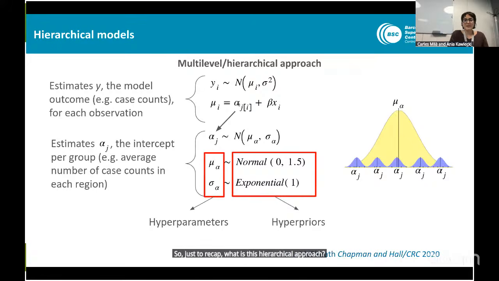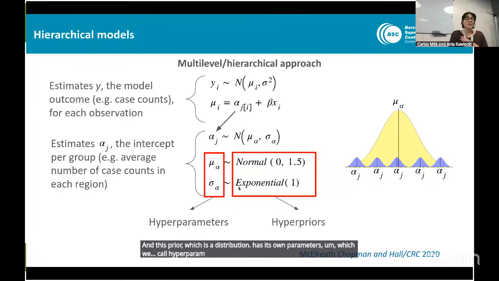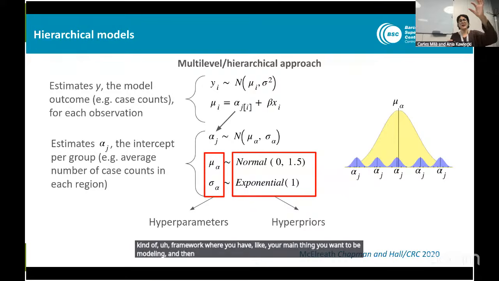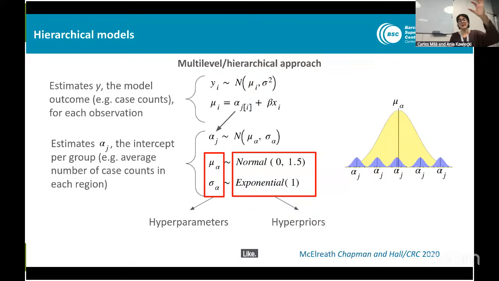So just to recap, what is this hierarchical approach? We're assigning a prior to our group level parameter, and this prior, which is a distribution, has its own parameters, which we call hyperparameters. Those will also need some priors assigned to them, and those will be the hyperpriors. So there's this two-level framework where you have your main thing you want to be modeling, and within that you have these group level parameters that you're also assigning a prior to.